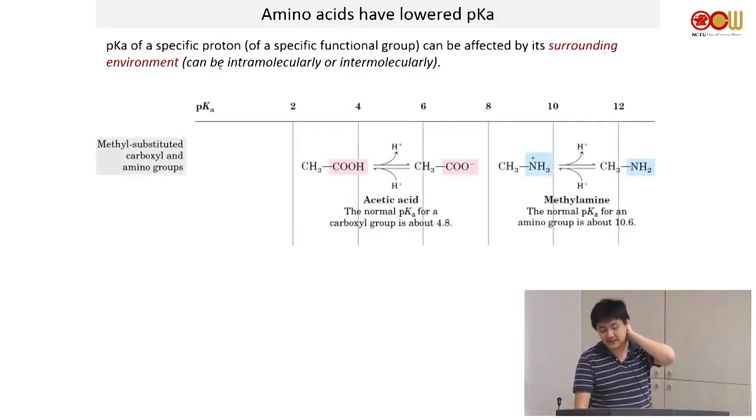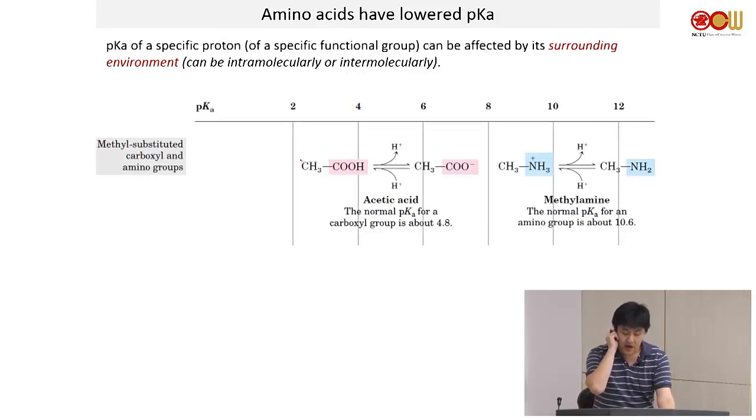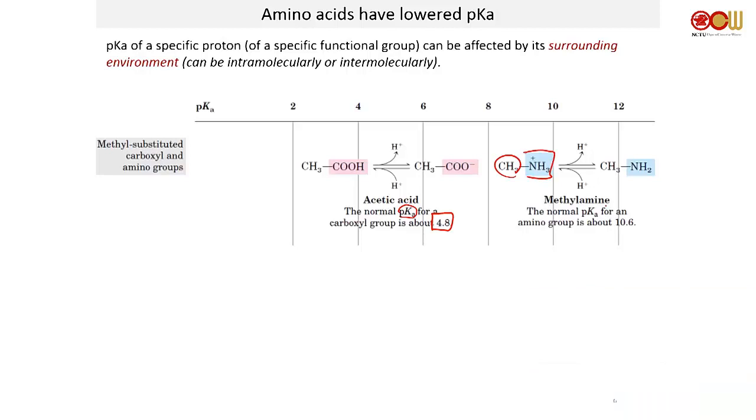Now, let's take a look at acetic acid. This is acetic acid you find in your vinegar. Acetic acid can deprotonate, become acetate, and the carboxyl group has a pKa of 4.8. And you take a look at methylamine, so just one carbon amino group. You go from the protonated form to the deprotonated form. The pKa for the protonated amino group is about 10.6.